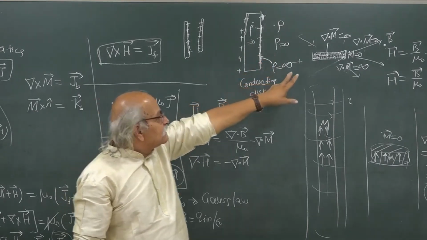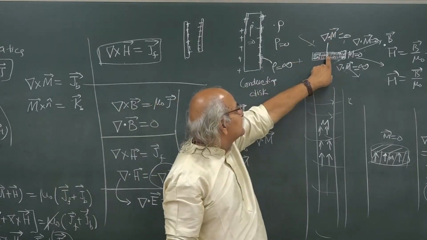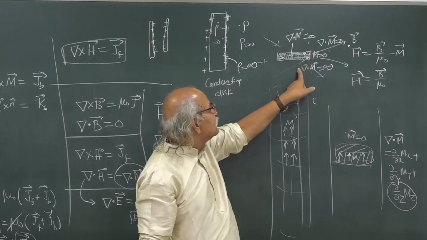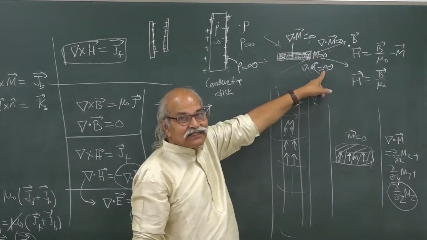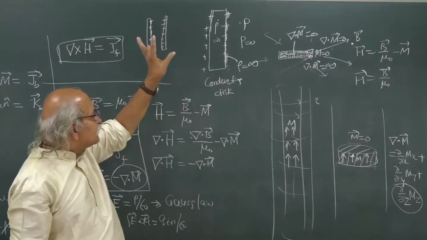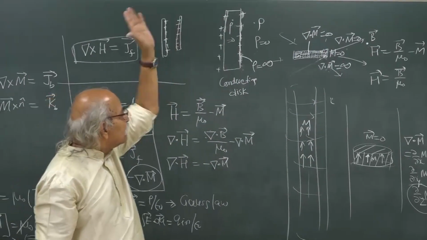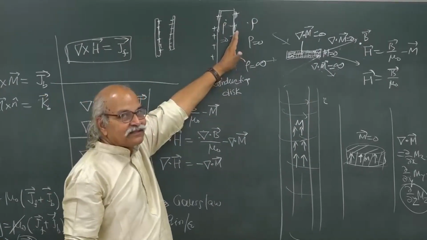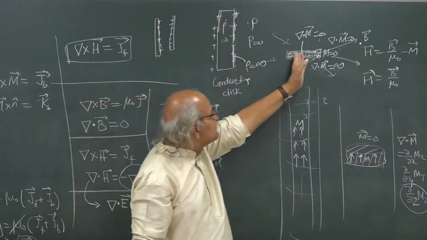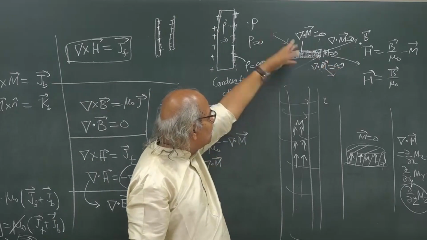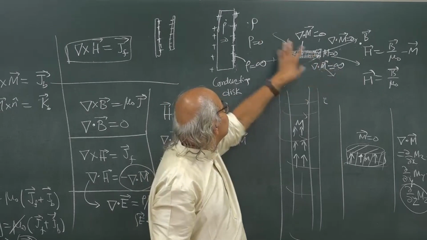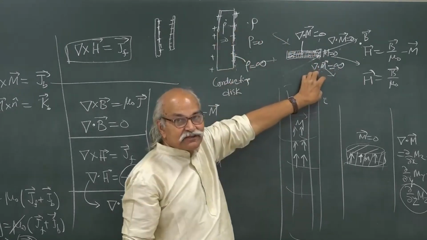Same story here, divergence of M is 0 here, divergence of M is 0 here, but here on this surface this divergence of M is infinity. So just like you consider in electrostatics a surface charge density, similarly this divergence of M is behaving in that fashion. So it's a rho, but then if it changes discontinuously, then in a similar fashion it behaves.